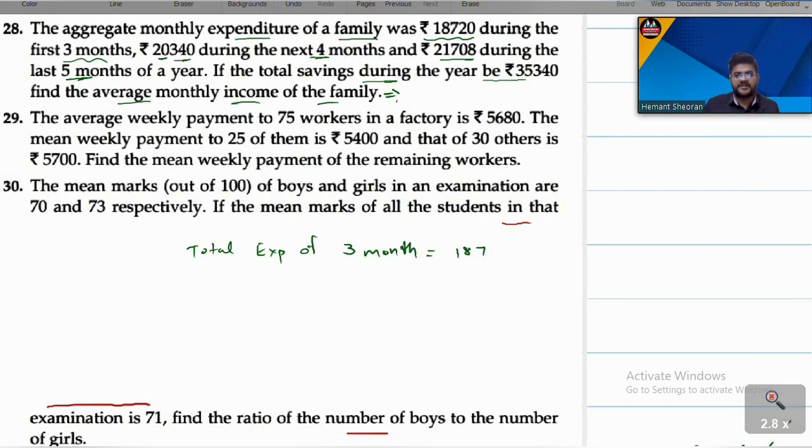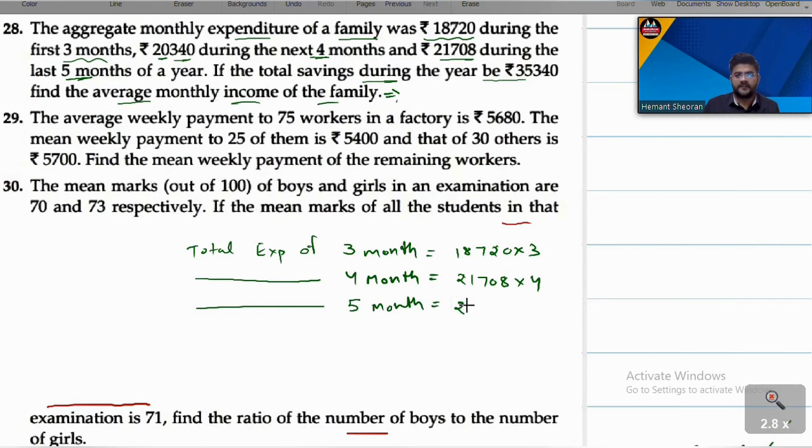It will be 18720 times 3. And in the same sense, you will find the total expenditure of 4 months. It will come out to be 21708 times 4. Then the total expenditure of the last 5 months, it will come out to be what? 20,340. Oh, I put the wrong value. This value will be for the 5 months. It is just 20,340. And then for the 4 months, it is 21,708 times 5. Get it? So we'll find out their values. Oh yes, it's 23,450. You getting it?